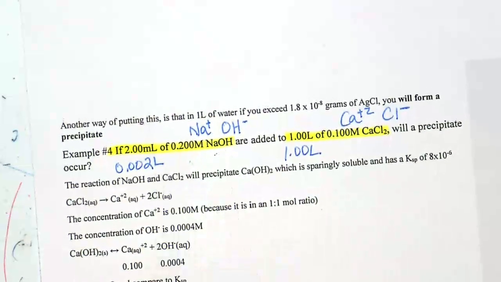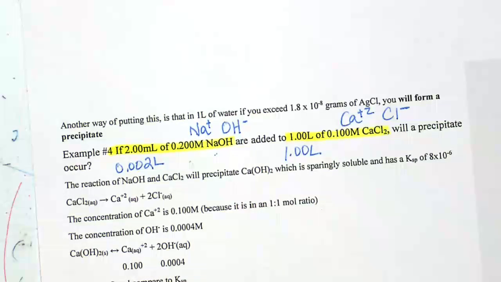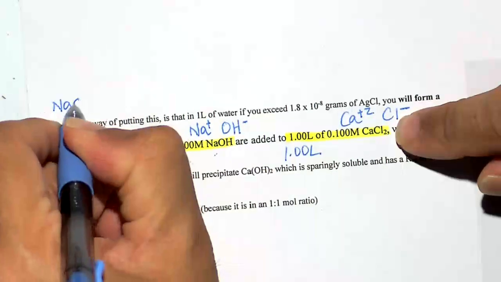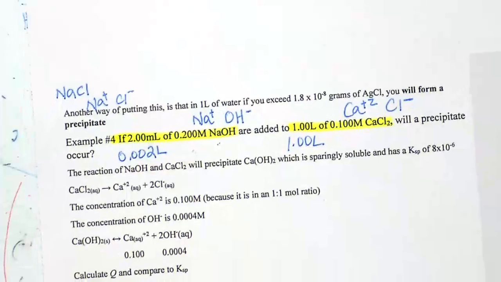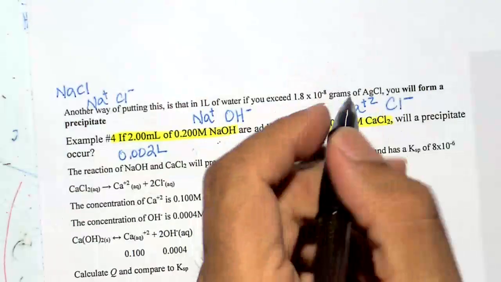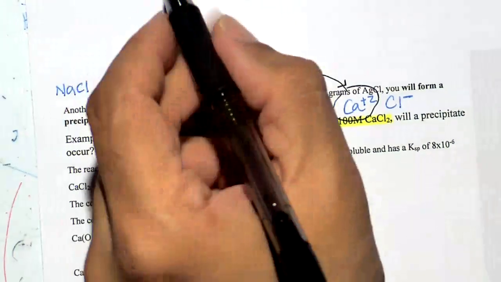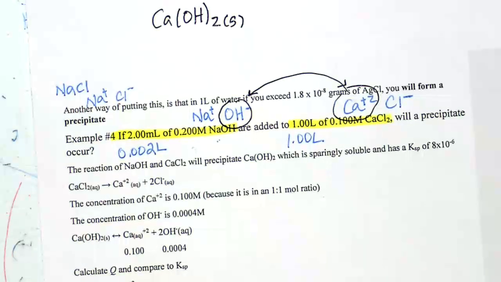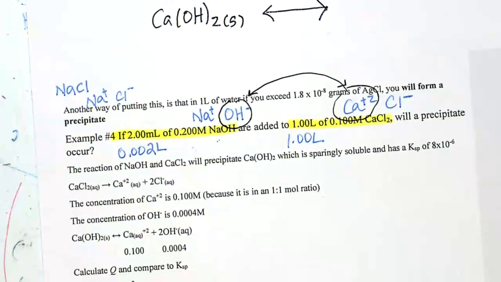When you mix this NaOH, which is a source of sodium ion and hydroxide ion, with the calcium chloride, which is a source of calcium ion and chloride ion, the sodium will go with chloride and give you NaCl. But if you remember the solubility table way back in Gen Chem 1, sodium chloride dissolves in water. But calcium ion and hydroxide ion does not dissolve in water when you mix these two. So calcium hydroxide is our sparingly soluble solid, and it has a KSP, which I'll give you on the test, of 8 times 10 to the minus 6.